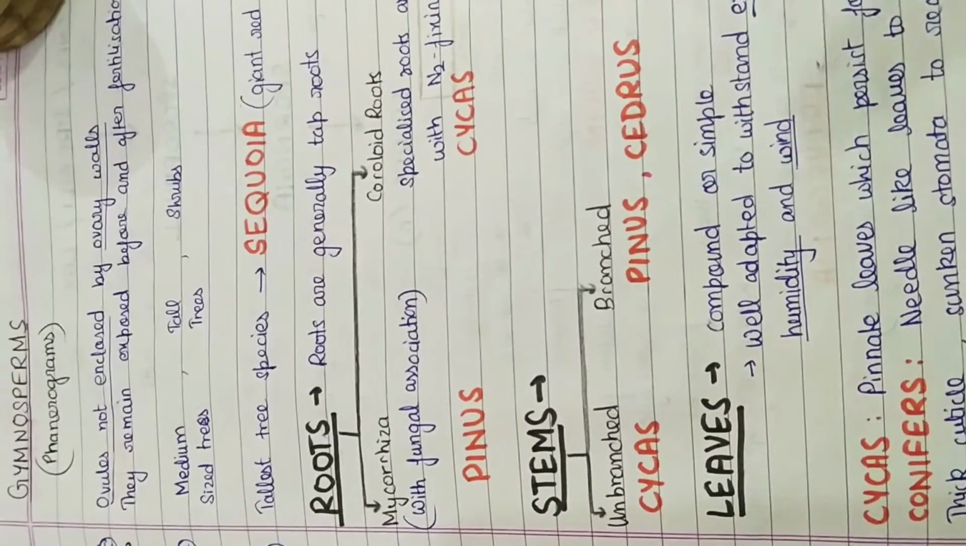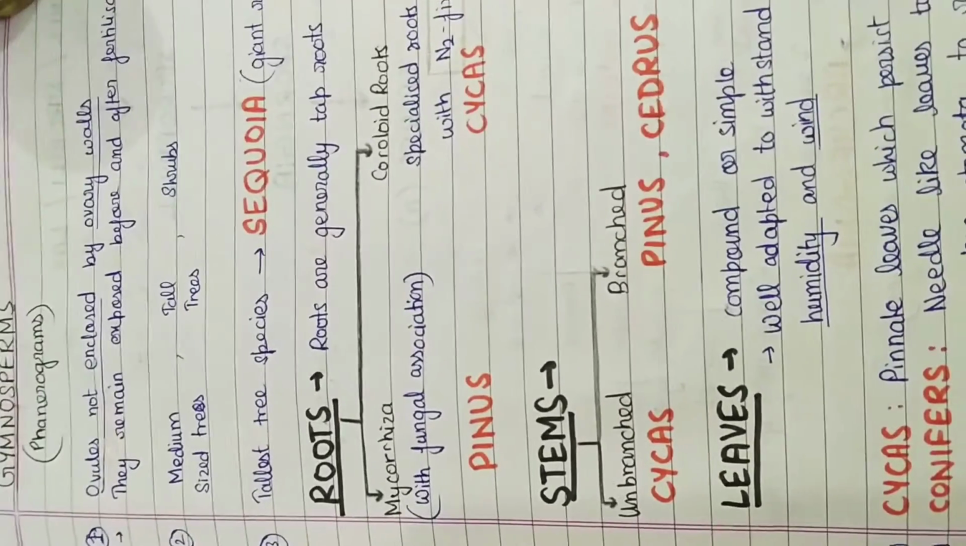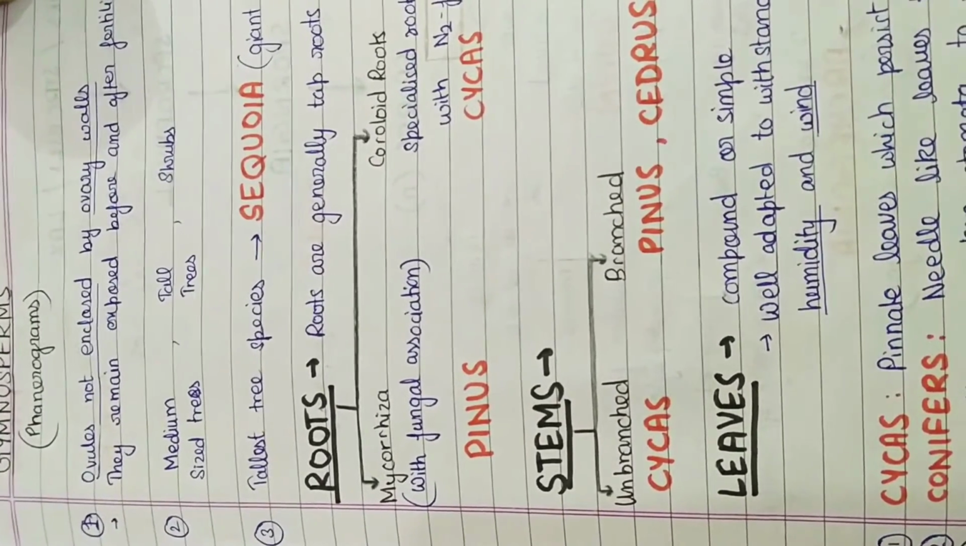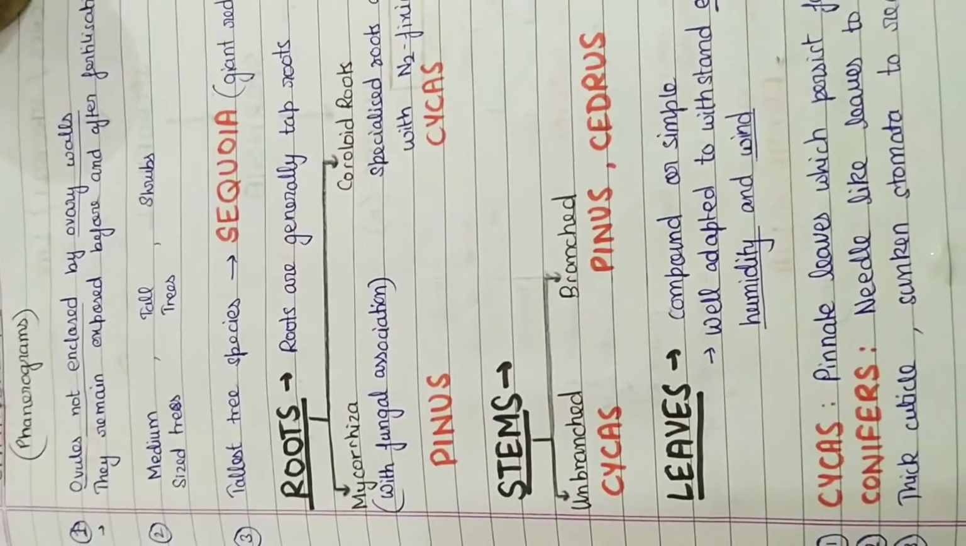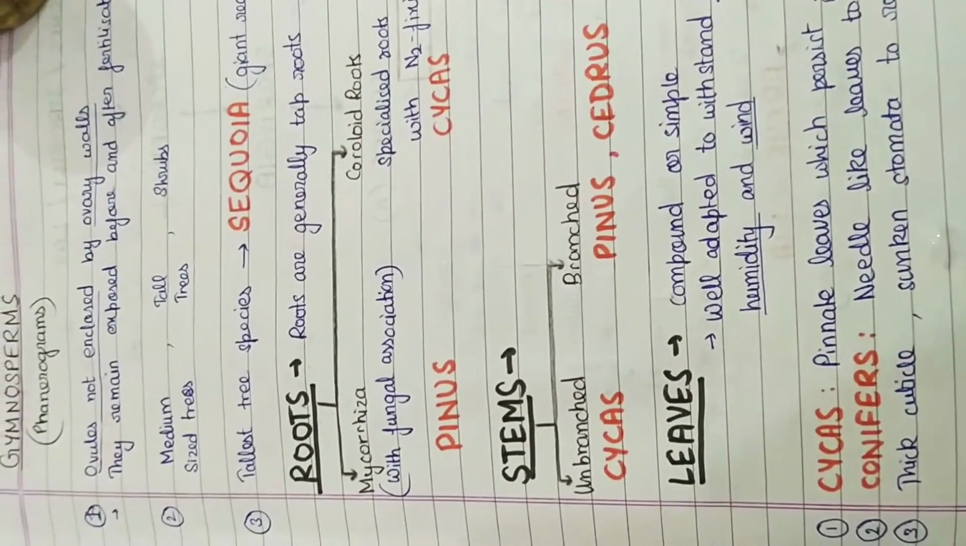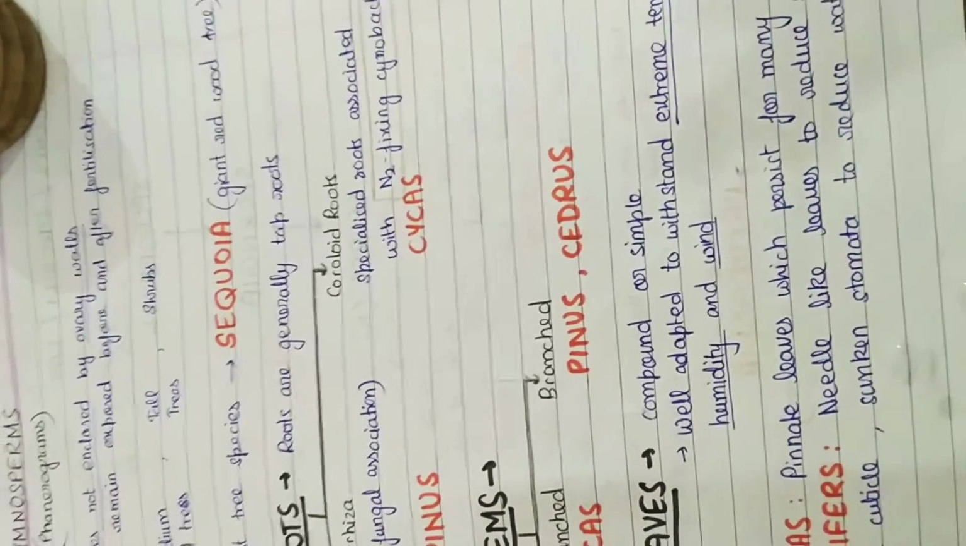Gymnosperms are generally divided into three categories: medium sized trees, tall trees and shrubs. And there's a fact given in our NCERT, which is that the tallest tree species is the sequoia, which is a giant redwood tree.